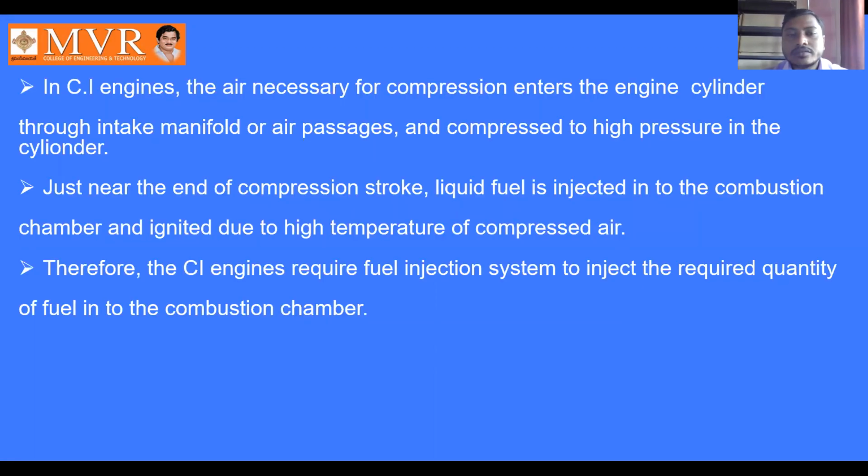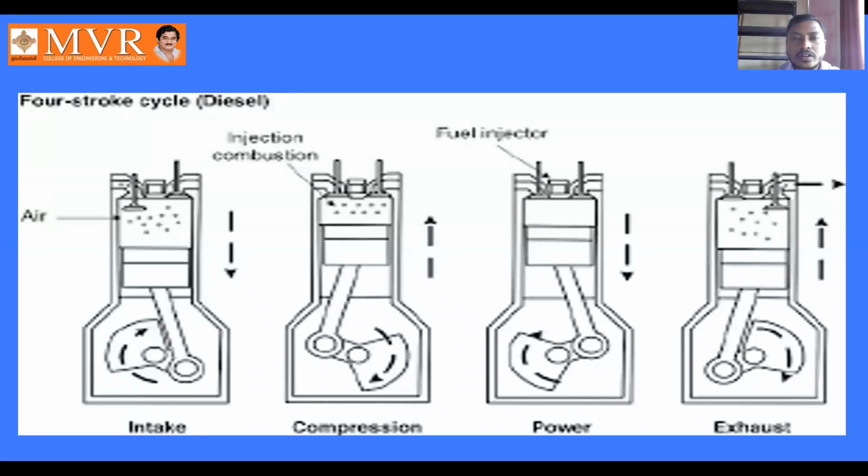See, coming to here, we can observe the 4-stroke cycle diesel engine. We have already studied the 4-stroke cycle diesel engine in the previous classes, and once again I am reminding you how it works. See here, we have 4 processes in the 4-stroke cycle diesel engine. The first process is suction or intake, the second is compression, the third is power, and the fourth is exhaust.